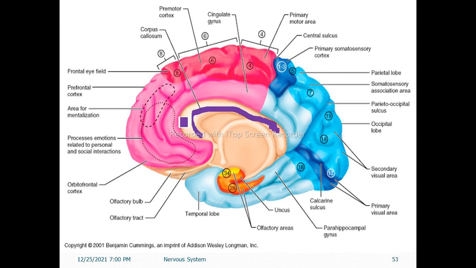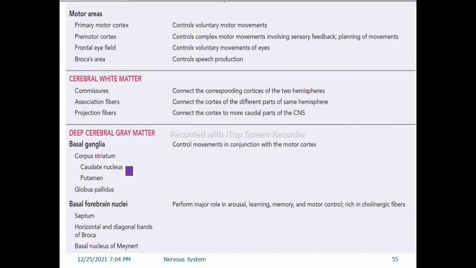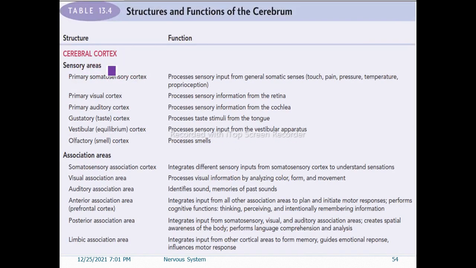So all we have seen. So when we see the structure and function, the cerebral cortex is divided into sensory areas, association areas, and motor areas. When we see sensory areas: primary somatosensory cortex, primary visual cortex, primary auditory cortex, gustatory cortex, vestibular cortex, and olfactory cortex.